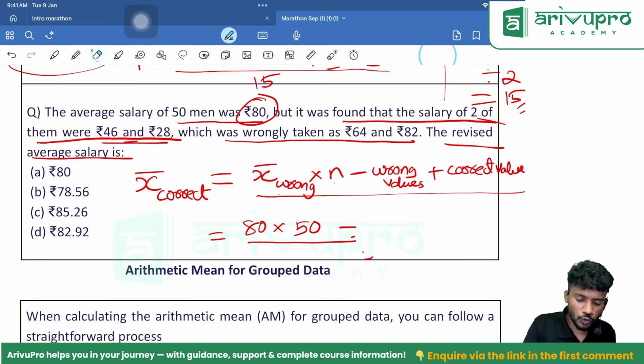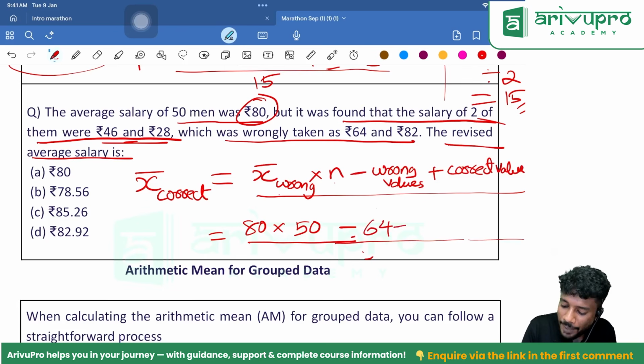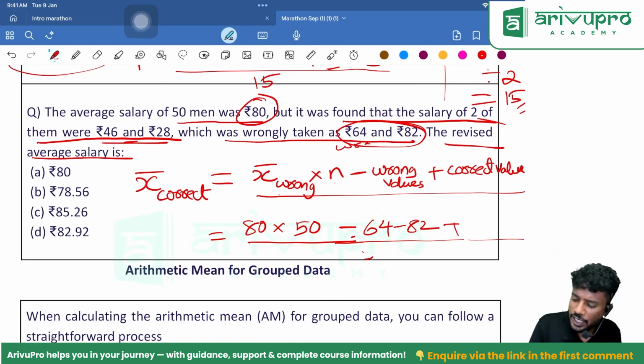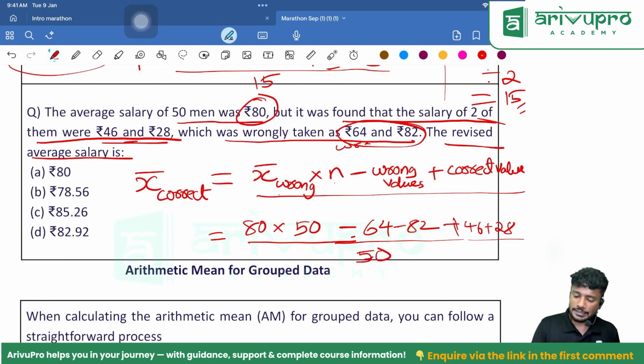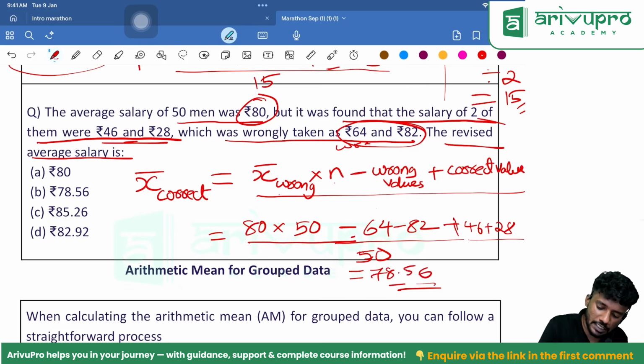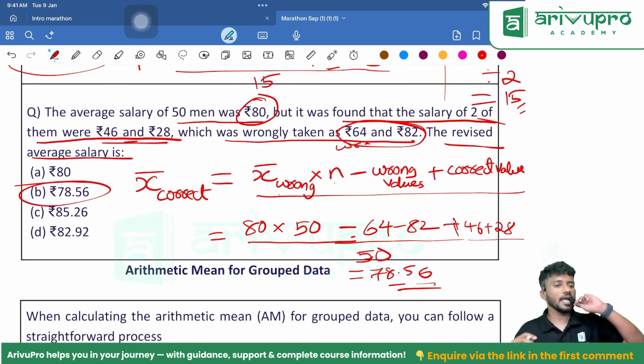Which is equal to, yes, minus 64 minus 82. The wrong values are this 64 and 82. Then plus what are the correct values? 46 plus 28. Divided by how many terms are there in total? 50. How much is the answer? 78.56. Option B is your answer.